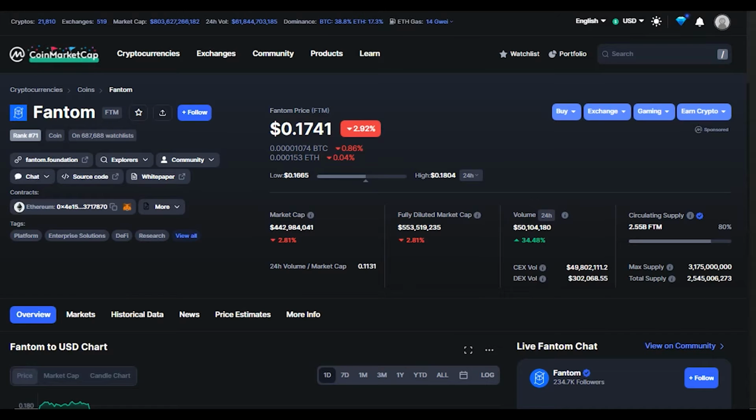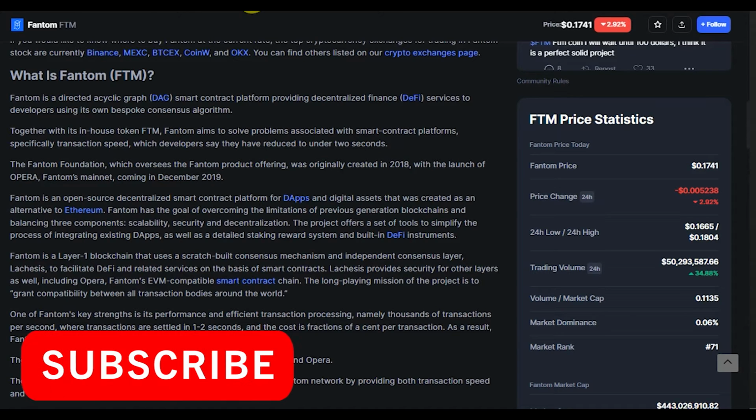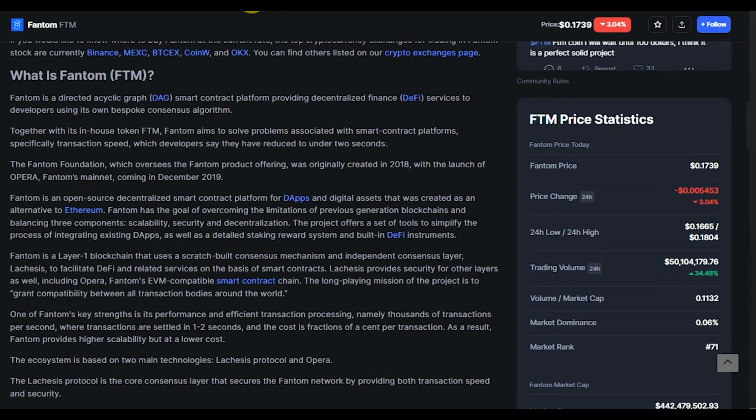So guys, what is Fantom? Fantom is a directed acyclic graph smart contract platform providing decentralized finance services to developers using its own bespoke consensus algorithm. Together with its native token, FTM, Fantom aims to solve problems associated with smart contract platforms, specifically transaction speed, which developers say they have reduced to under 2 seconds.